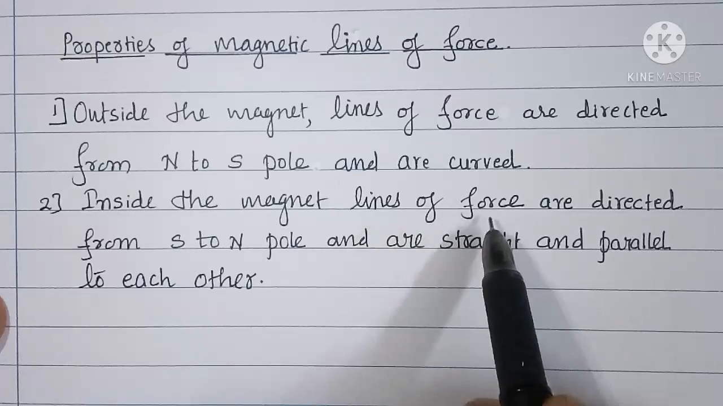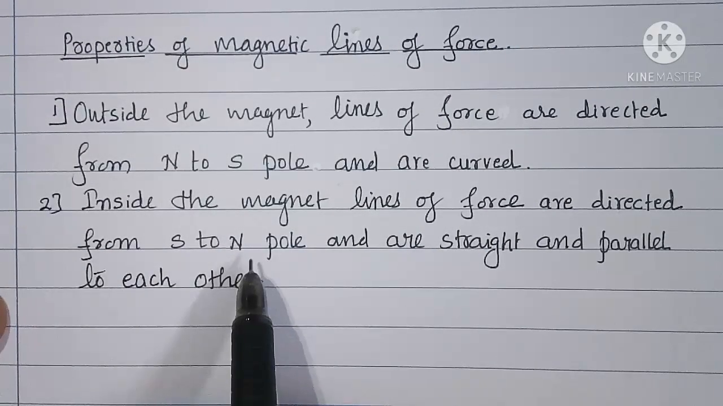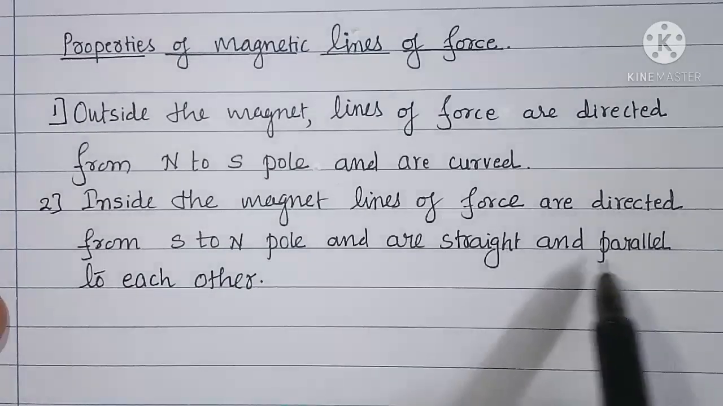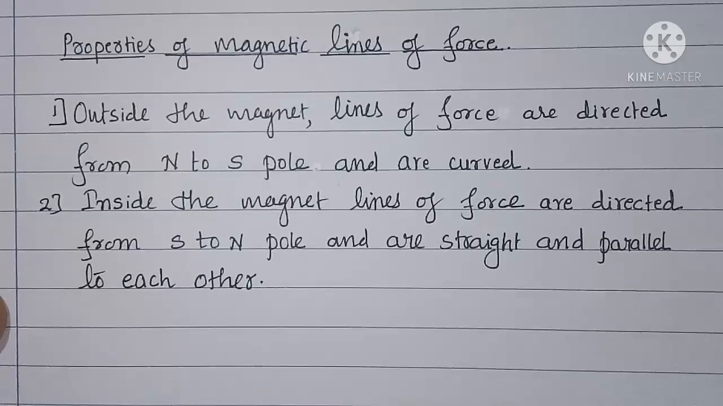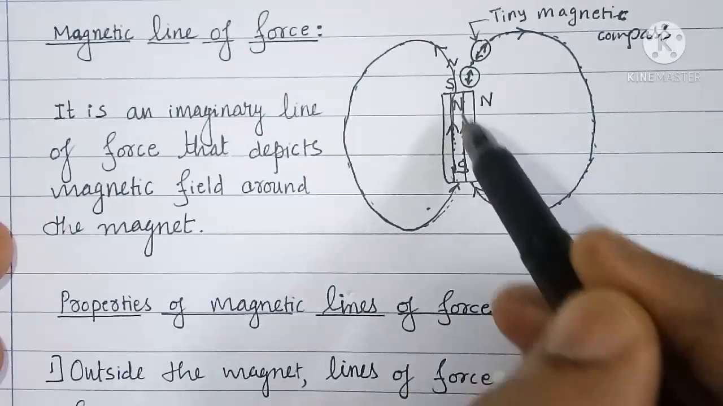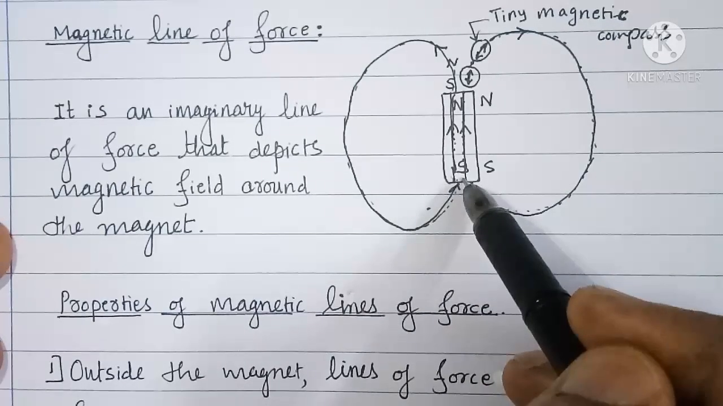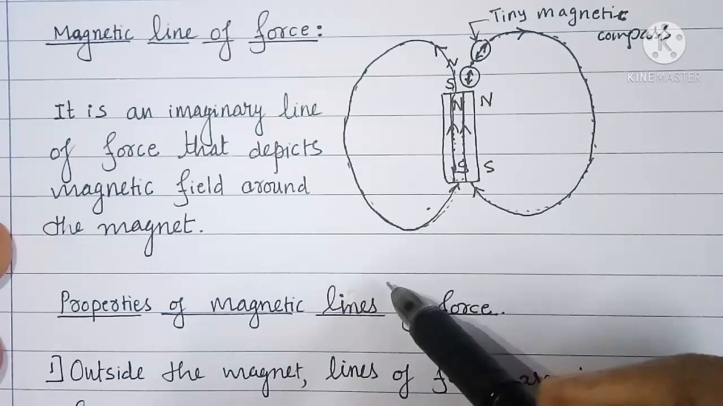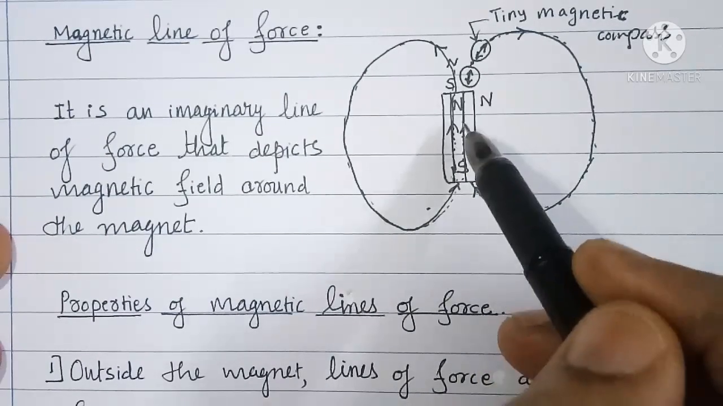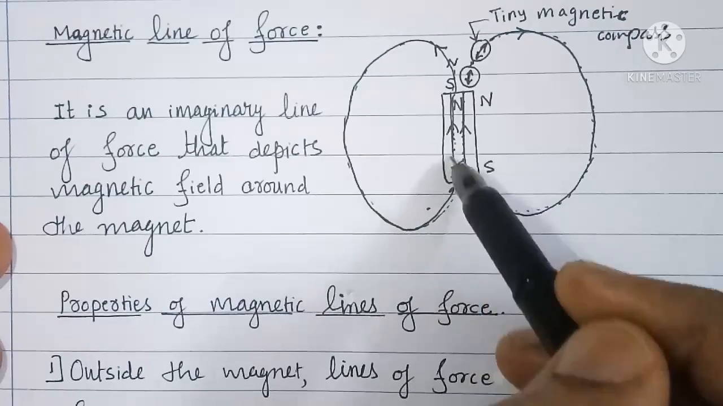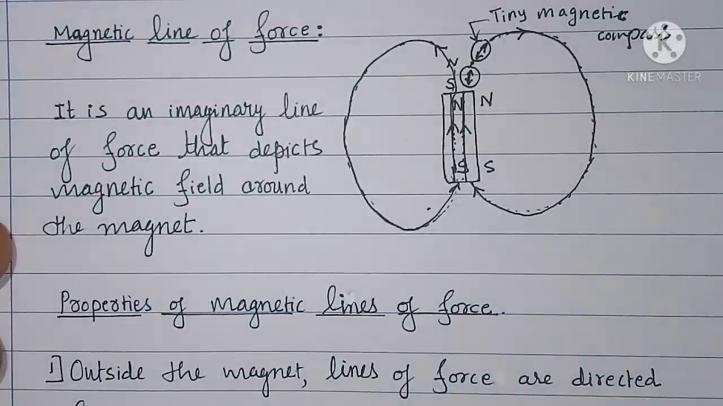Inside the magnet, lines of force are directed from S to N pole and are straight and parallel to each other. That also you can see now. Inside this magnet, lines of force are directed from S pole to N pole. I have shown arrow marks here, upward. And also you can observe that these lines of force are straight and parallel to each other.